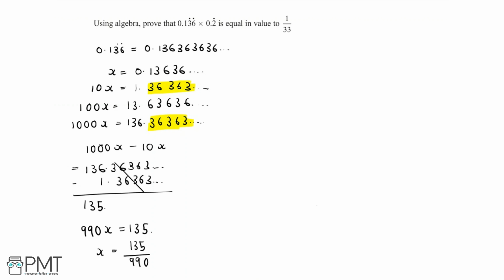And now looking back at what we did earlier, x was our original fraction. We said that x is equal to 0.13636..., which is exactly the fraction given to us in the question. And so we've written 0.136 recurring as 135 over 990.